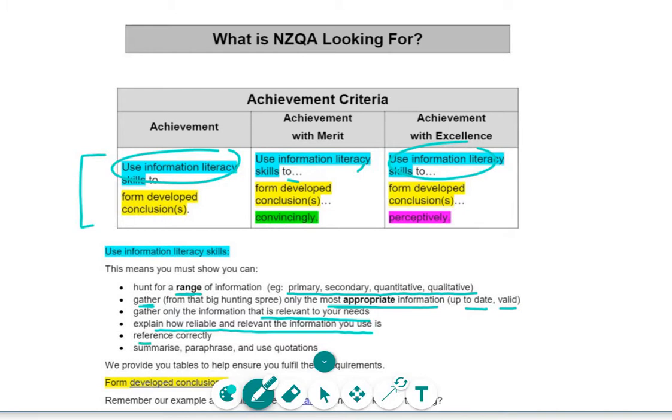You've got to reference correctly, and you've got to be able to show that you can summarize, paraphrase, and use quotations as well. Look, you put in quotation marks when you do that. Now, we have a template later on that you fill in, and it ticks all of those boxes, so you actually don't have to worry about anything.